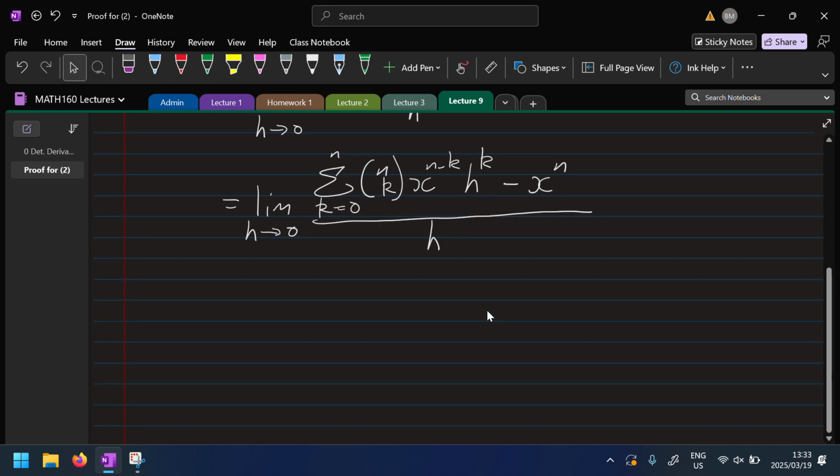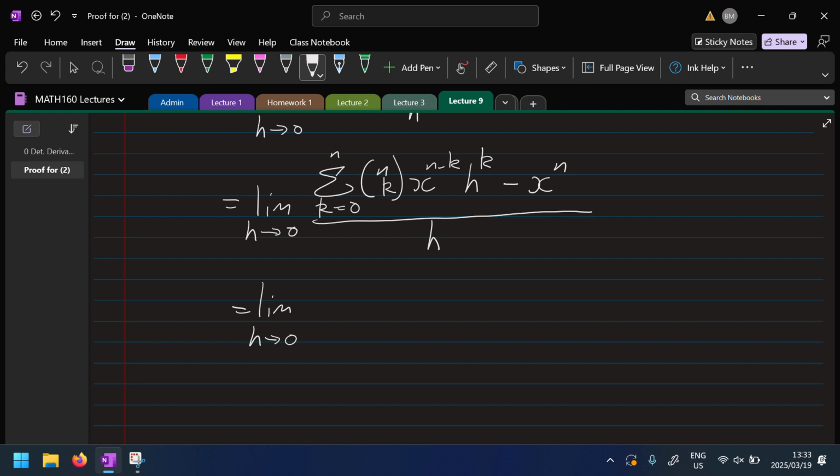So now we've got this sum over here, minus x to the n. We want to try to simplify this a bit. So let's write out a few terms from the sum just to see what it looks like. So this is going to be the limit as h goes to 0. Now for the sum, I'm going to write out a few terms.